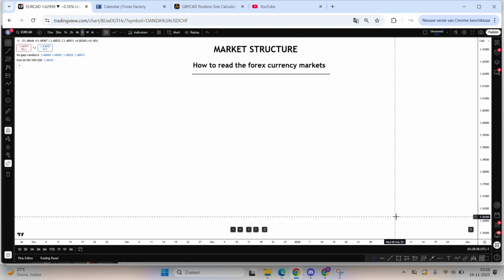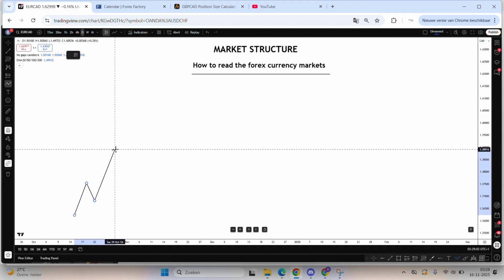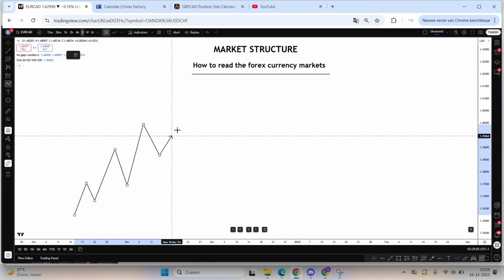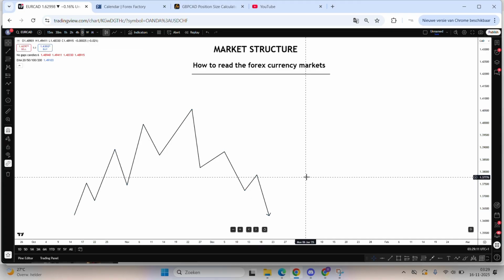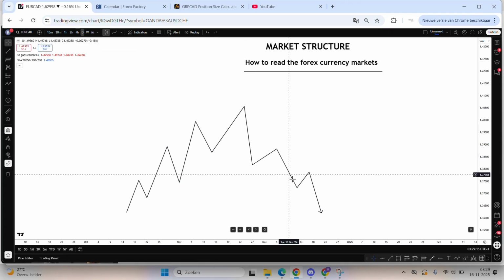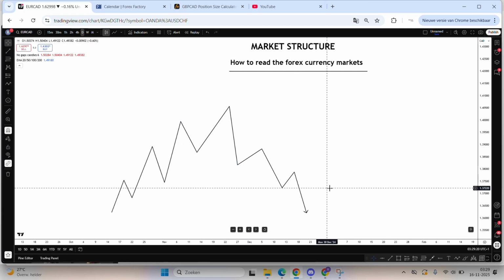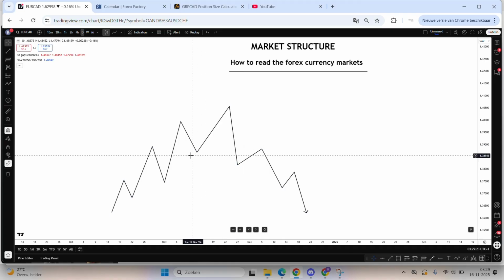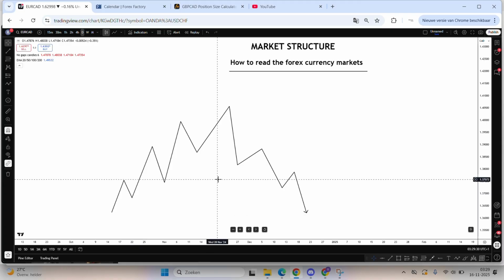Let's start with the market structure, guys. Market structure has two options. It can go up or it can go down. Another name for this is the bullish market or the bearish market. Bullish market is up and bearish market is down. For that, you have also two options, such as higher highs and higher lows, or lower lows and lower highs. What are higher highs and higher lows?